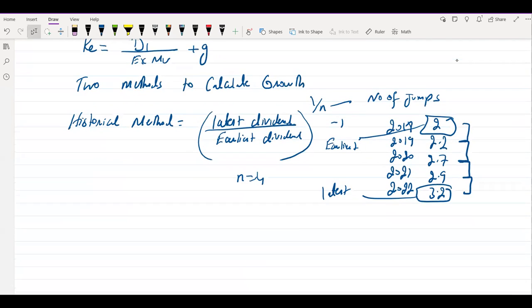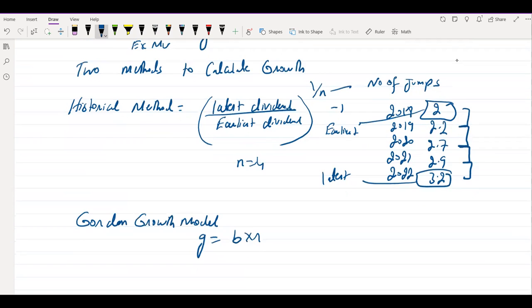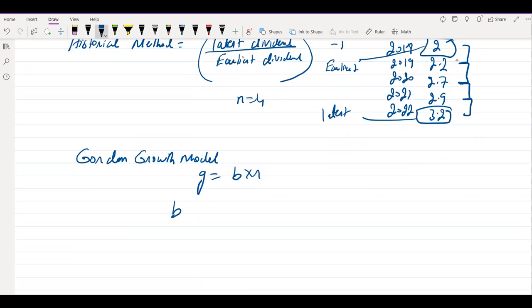There is another method to calculate growth, that is the Gordon growth model. The formula is, by the way, very simple. G is equal to b into r. The formula is very easy: b into r. What is b, what is r? b is the retention ratio.